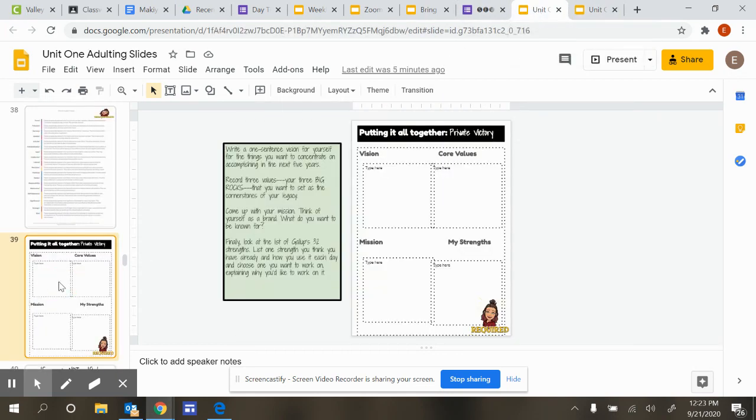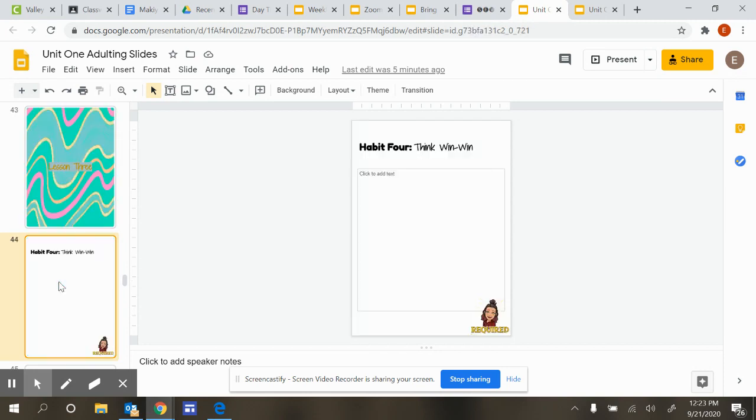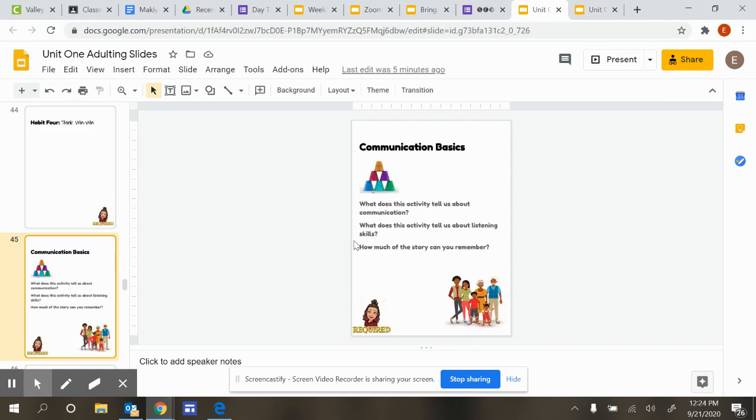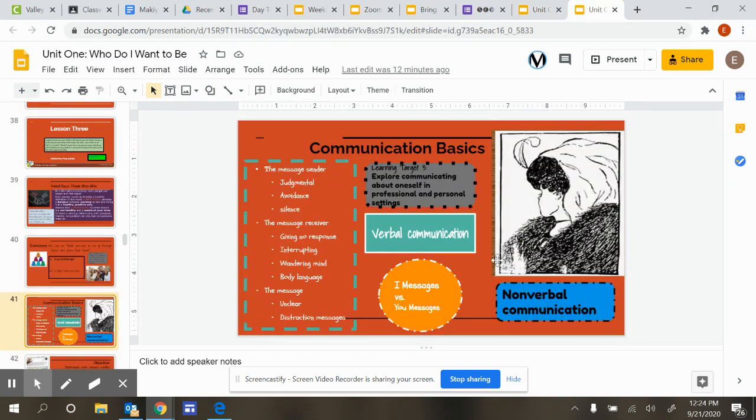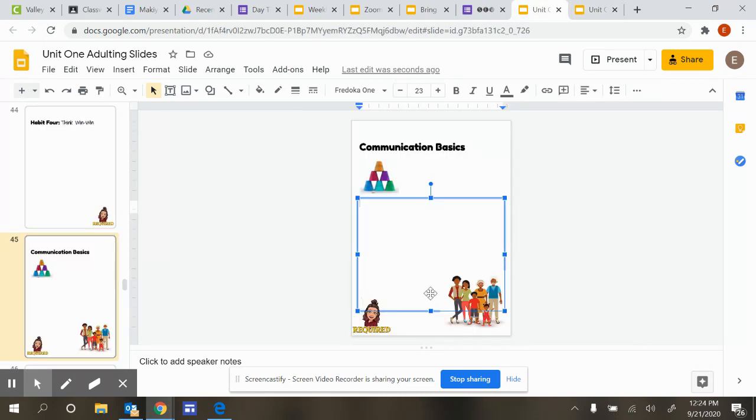So in our interactive notebook, we filled out think win-win and just took notes on the slide that's think win-win. And then on communication basics, since you weren't here for the activity, what you can do is to just summarize this slide, slide 41, on page 45 in your interactive notebook.